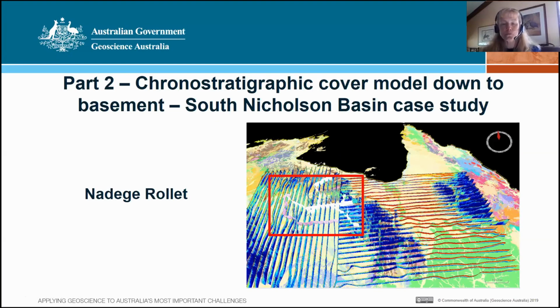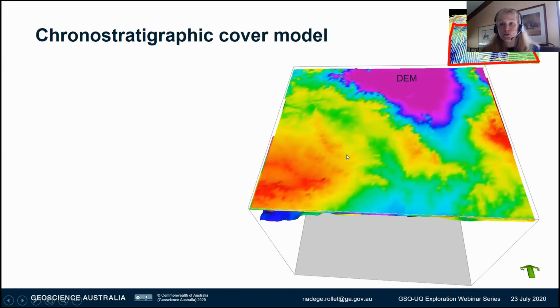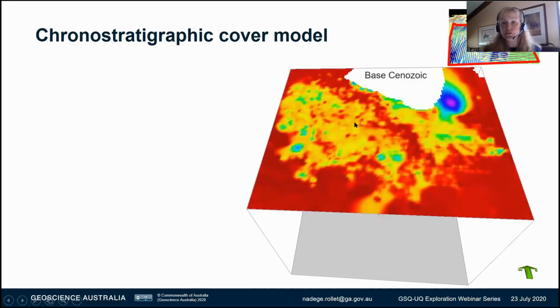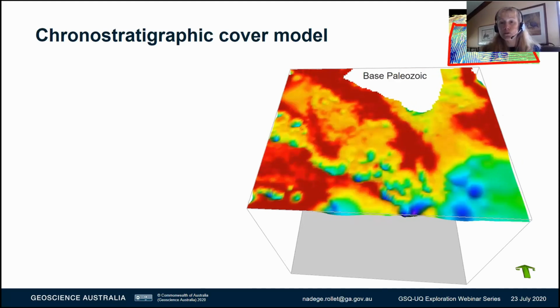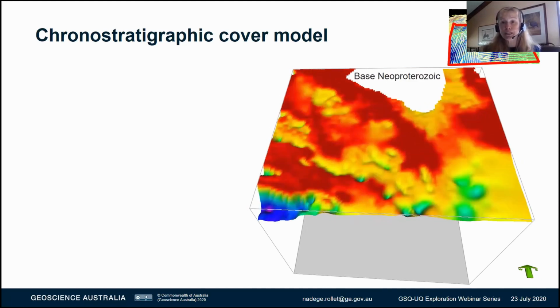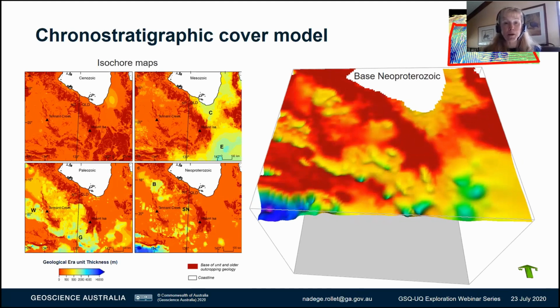So I'm going to zoom in now in the South Nicholson Basin, looking at the chronostratigraphic cover model down to the basement. As Marie-Aude just presented, we have used our first pass interpolated cover model from the surface through the Cenozoic, Mesozoic, Paleozoic, and down to the base of the Neoproterozoic to help us calculate isochore maps to provide the thickness of those major geological units. And as well, this helped us to locate the major depocenters through time.